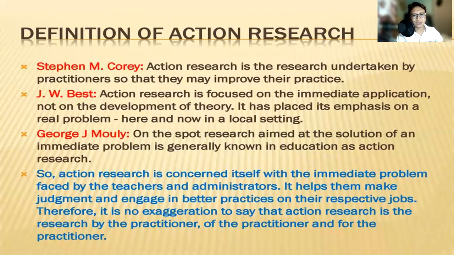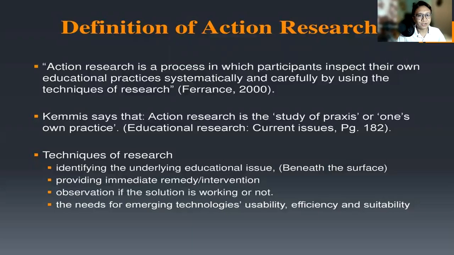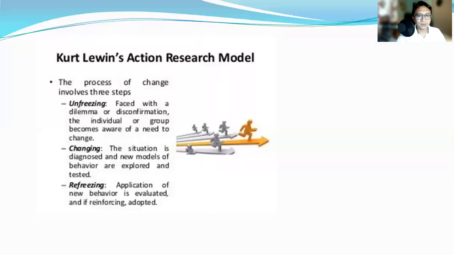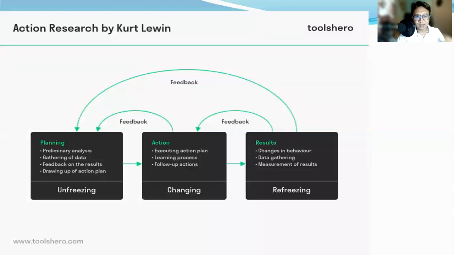So here are some other definitions of action research. Please try to review my previous video on action research. That's, I think, the second topic, or the second video. Here are other definitions. And this is the action research model. Look at the cyclic process of action research as modeled by Kurt Lewin, from unfreezing, changing, to refreezing. You plan, have your action, and then have your results, and then you have to find feedback, and so on. So the loop goes on.